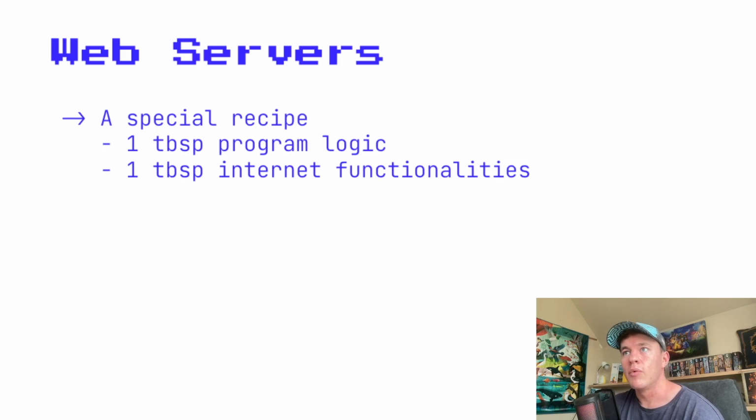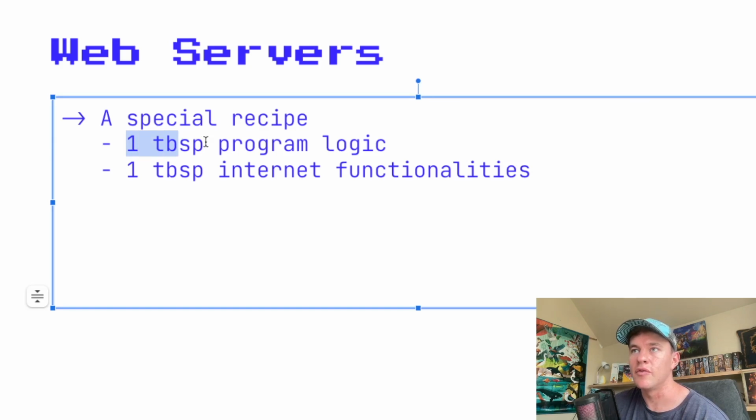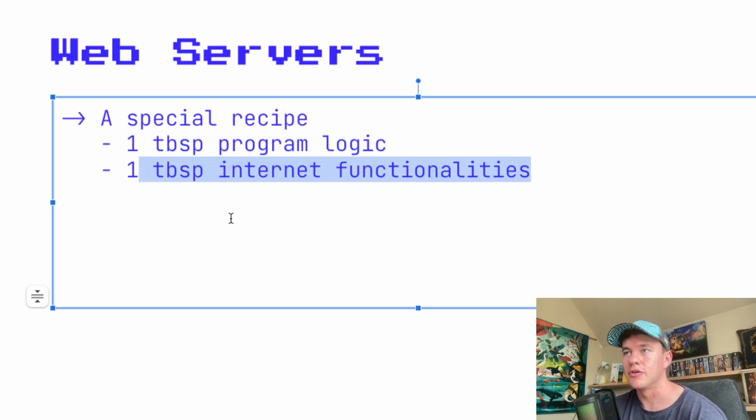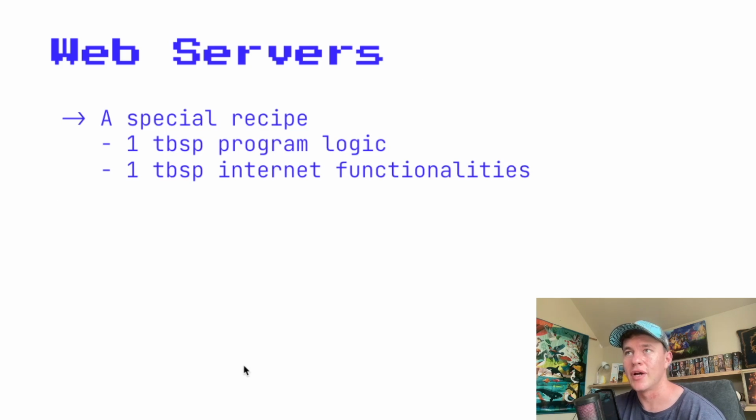And basically, a web server is, as we kind of talked about before, a tablespoon of programming logic running on the back end, in addition to a tablespoon of internet functionality, so connectedness with other devices. Together, they create what we refer to as a web server, where once again, that's just a piece of remote hardware somewhere that has a program that's constantly running, and it's listening for what's known as a network request.